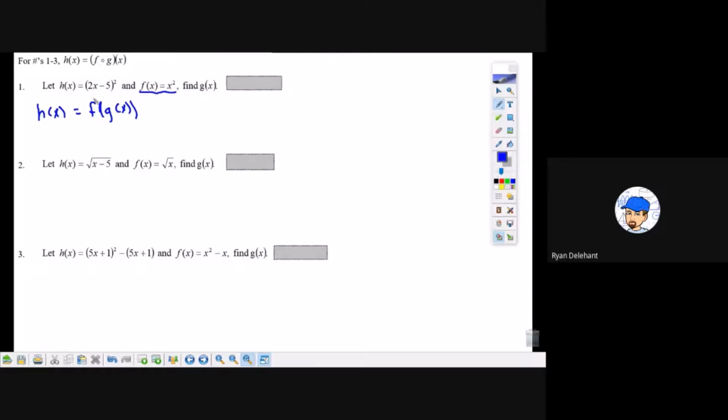Now what is nice here is that they give me one of these functions, and what we want to find out is what is the other one. So they're giving me the outside part. They want to know what is the inside part. So let's see if we can dissect that. I'm going to write this bigger over here. So we have h of x equals (2x minus 5) squared. And we know that h of x is f of some g of x. And the one we want to figure out is the g of x.